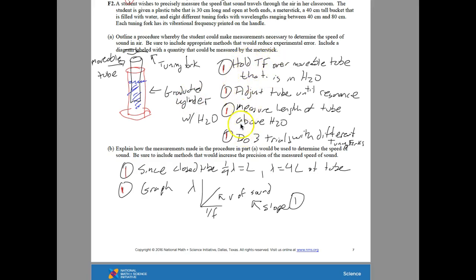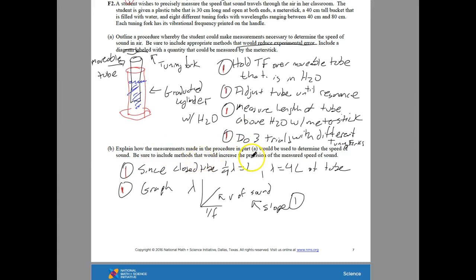And the 4 steps that you want to do here is you want to say you hold the tuning fork over the movable tube that is in the water, adjust the tube until you hear, so move the tube up and down until you hear resonance or you hear the loudest sound. And then measure the length of the tube above the water. And the one thing I forgot here is you probably want to write with the meter stick, because you need to use common materials is what they ask you to do. Then to minimize error, because they always want you to include something that would reduce experimental error, is to do 3 trials with different tuning forks. And that would be a great procedure.